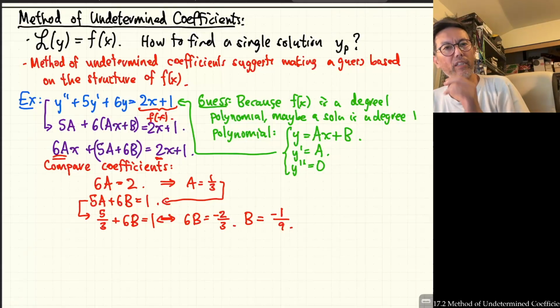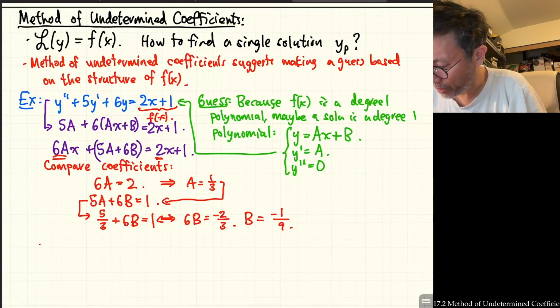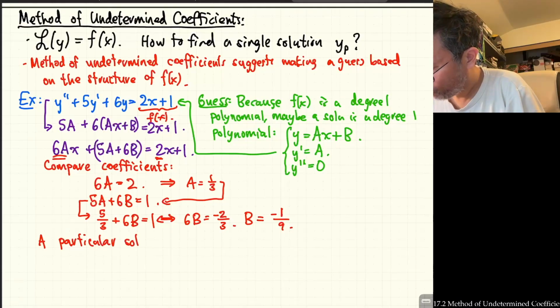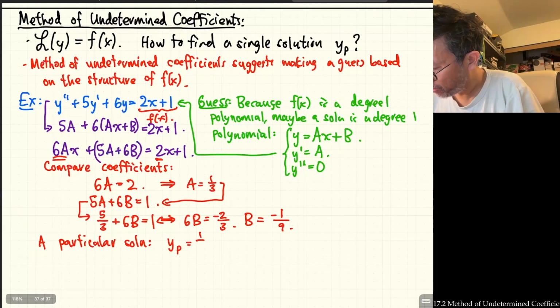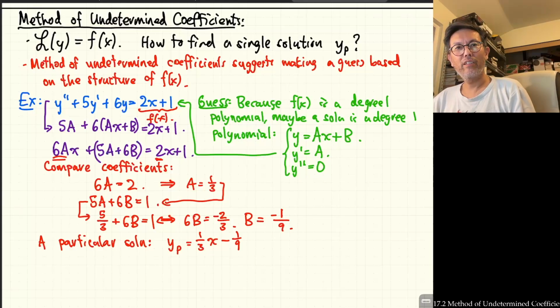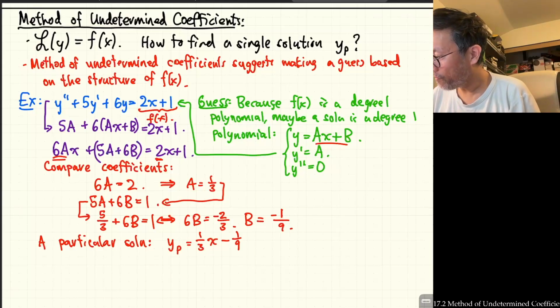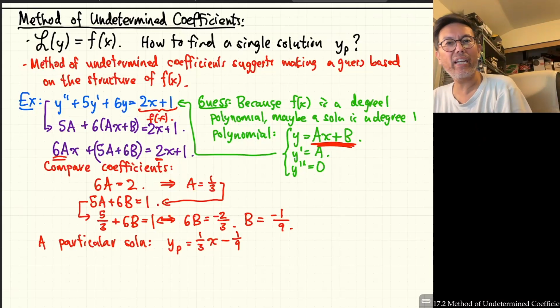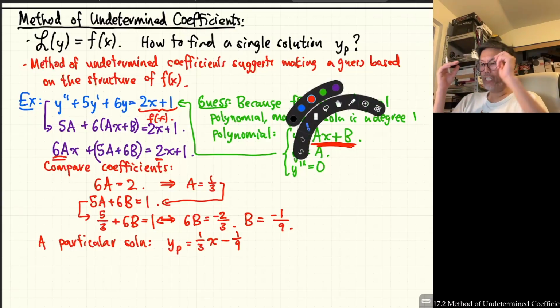Okay, so anyway, what this tells me is that a particular solution is y sub p equals 1/3 x plus, no, excuse me, b is negative, so I'll write minus 1/9. Right, I'm looking here. This is my purported solution, ax plus b, and I've uncovered the values of a and b which make this happen. Y sub p is 1/3 x minus 1/9.